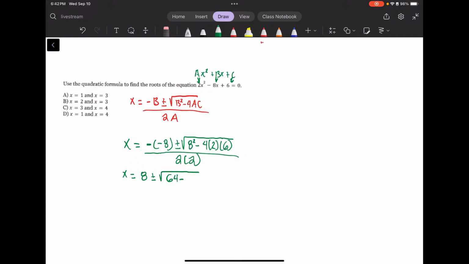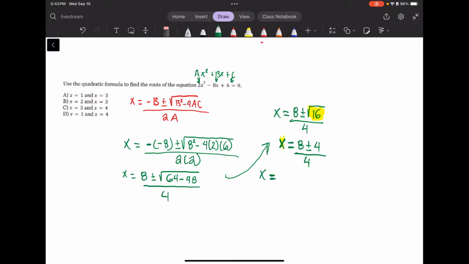Now we simplify. x is equal to positive 8 plus or minus the square root of 64 minus 48, all over 4. And I want to say this is 16 once we subtract. Let's just double check. Yep, plus or minus the square root of 16 all over 4. So we can simplify this radical, right? It's a whole number. So once we simplify, we'll have x is equal to 8 plus or minus 4 all over 4.